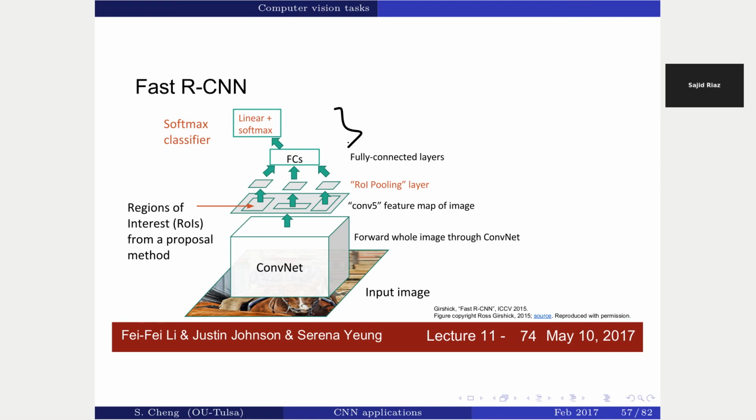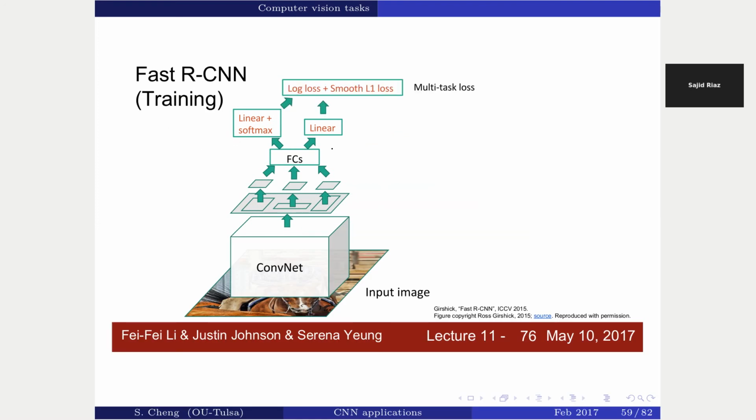So I have a head to do classification to find out what object that is, and then I have another layer to do the regression to find the location of the boxes. And then eventually we can combine these two losses together, and then we can potentially train this end to end. It's kind of complicated, but it's doable.